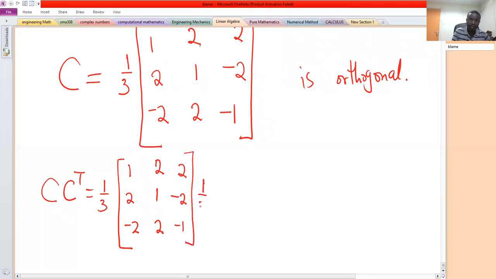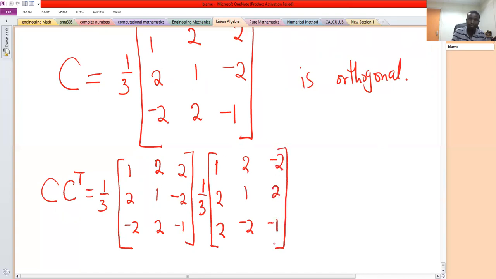So the transpose will mean 1 over 3, and then we'll have, so this row becomes the first column. So 1, 2, 2. And then 2, 1, minus 2, and minus 2, 2, minus 1. Now you multiply 1 over 3 times 1 over 3 is 1 over 9. And then let's do the normal multiplication. So it's row by column.